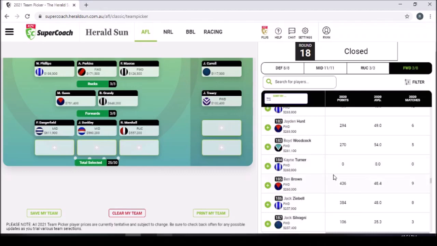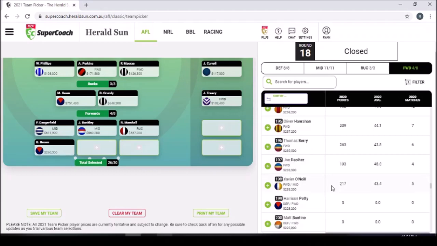Ben Brown, 260, does he present some value? Look, I'm just going to pop him in for now as a bit of a weird option. I need to think more about this, but he could possibly present a little bit of value there. He'll have really bad weeks, again, but he could have some really good weeks, which could push up his value, which is what we need.